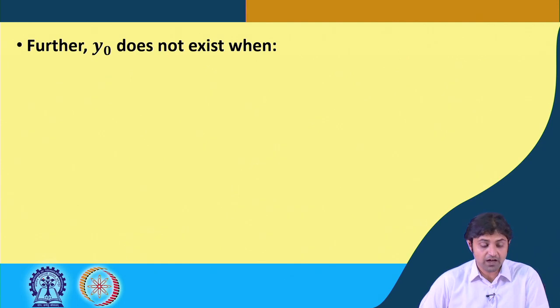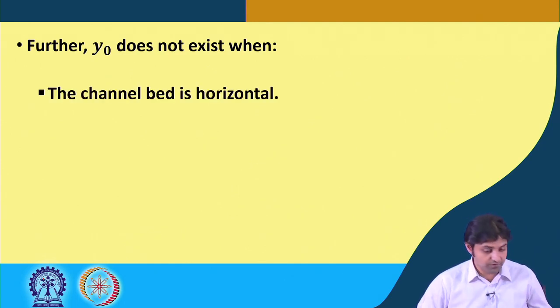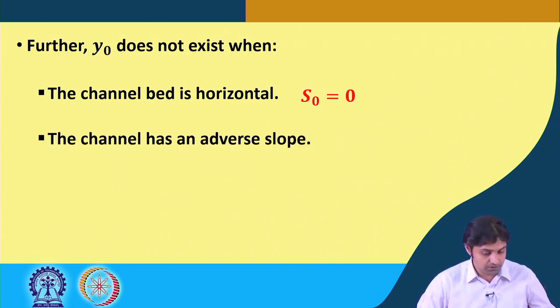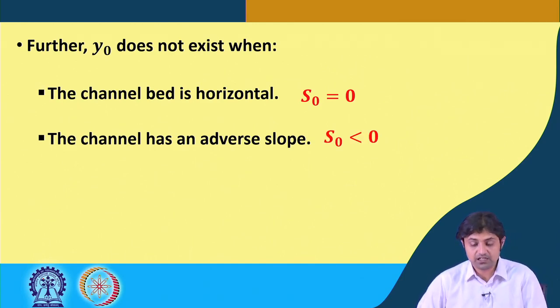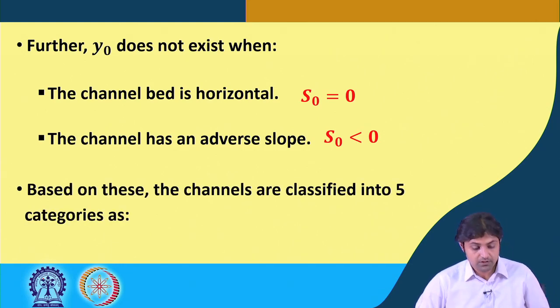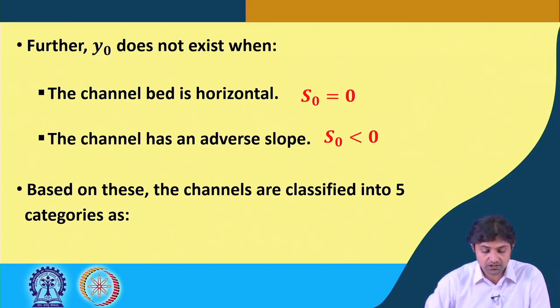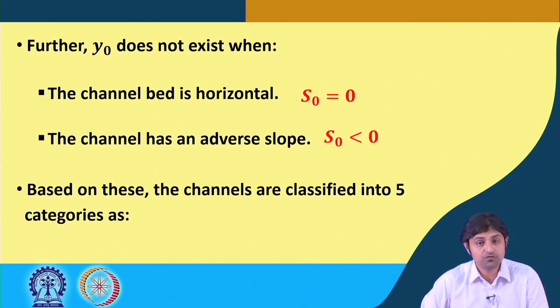Further, y naught does not exist when the channel bed is horizontal, that means S naught is equal to 0. If the channel has an adverse slope, then also there will not be any normal depth, that means S naught is less than 0. And based on these conditions, the channels are classified into 5 categories.